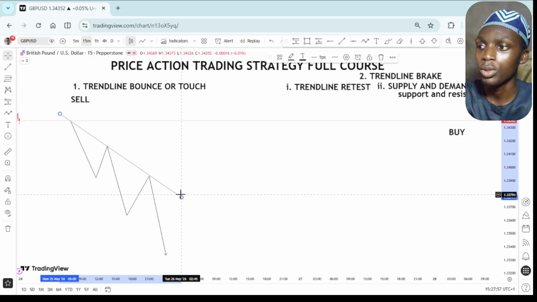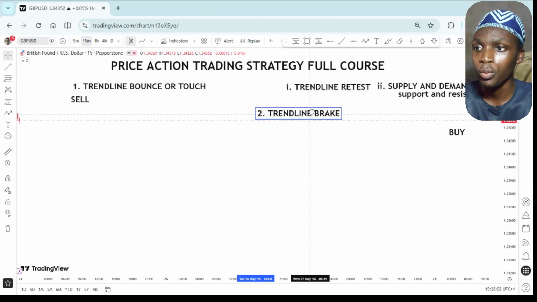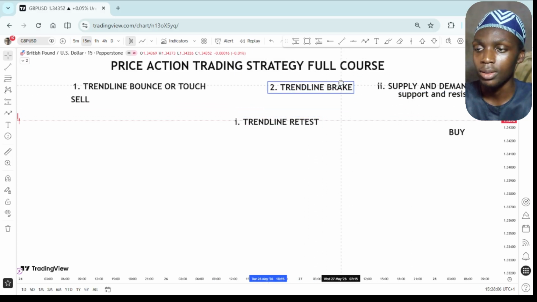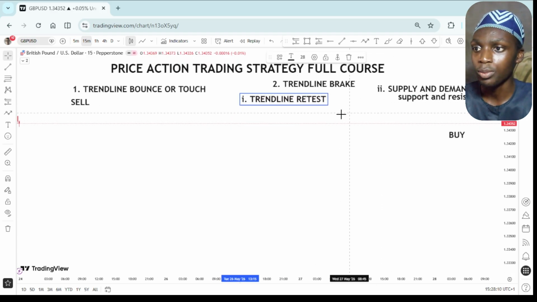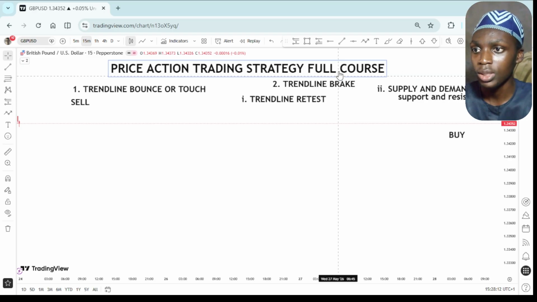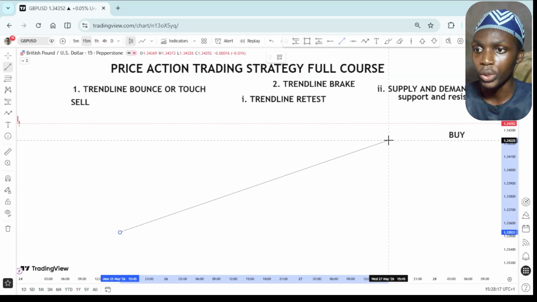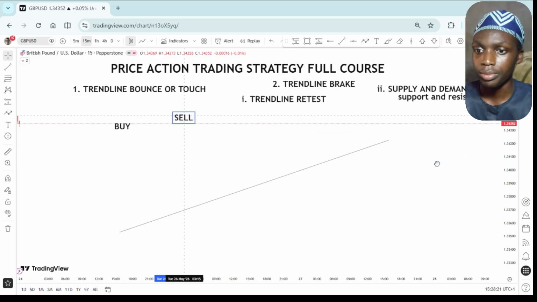The next aspect I'm going to be explaining now is this trend line break, which comes with the trend line retest, supply and demand zone. The aspect I'm going to be explaining now is the trend line break. Without wasting much of our time, let me get started with the bullish trend line break, so I can explain that. You can see this is for the buy.